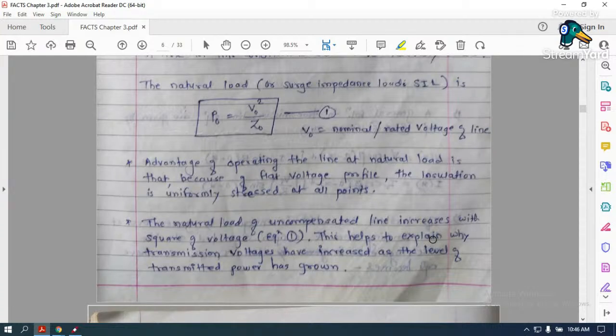Why? Reason behind it? To reduce transmission losses. Okay, this is the first reason to boost up the voltage level. Another reason you can find in this formula itself.